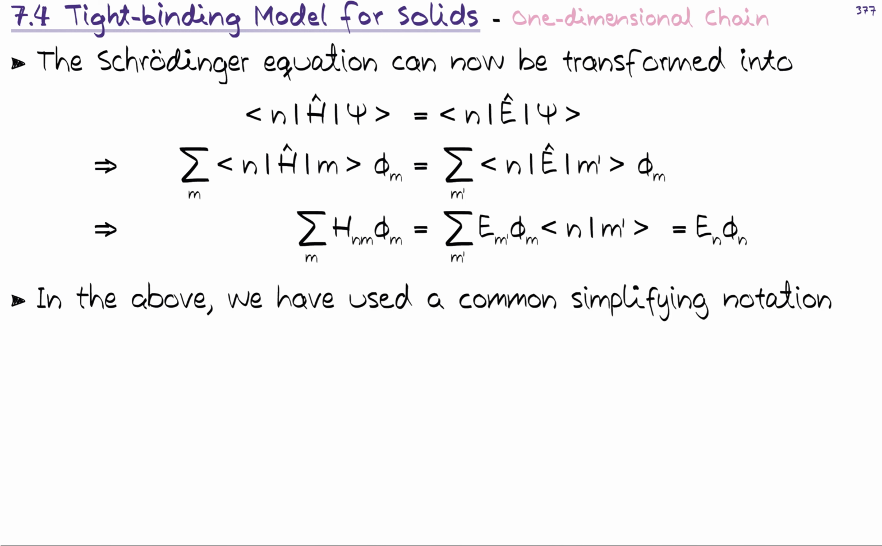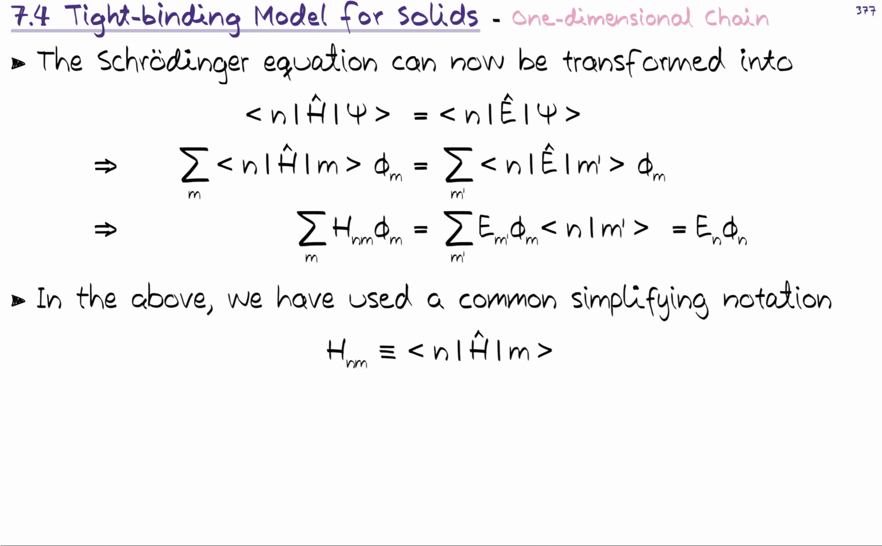So we have used a simplifying notation. This H_nm is essentially the bra n, the Hamiltonian operator, and the ket of m. So in a way, it's a matrix component, the nm component of the Hamiltonian matrix, if you're familiar with the meaning of this kind of bracket. But most of the time, we don't need to think about how they look mathematically. So let's just try to draw bras and kets and be happy with that.